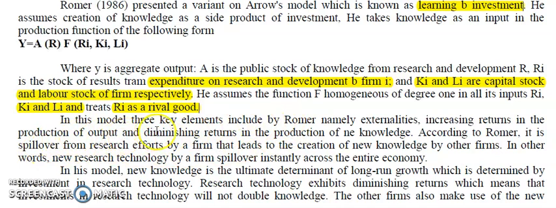In this model, three key elements are included by Romer, namely externalities, increasing returns in the production of output, and diminishing returns in the production of new knowledge. What are the key elements of the Romer model? There are three key elements. The first one is externalities. There are different types of externality; the important ones are positive externality and negative externality. Here externality is present, along with increasing returns in the production of output and diminishing returns in the production of new knowledge. These are the key elements of the Romer model.